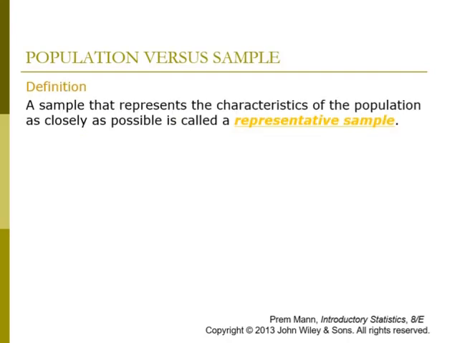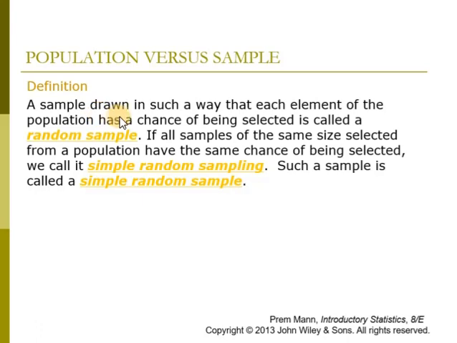A sample that represents the characteristics of the population as closely as possible is called a representative sample. A sample drawn in such a way that each element of the population has a chance of being selected is called a random sample. In the class of 30 students, if everybody has a chance to be selected in the survey, that becomes a random sample. So we do the survey randomly. It is also known as simple random sampling or a simple random sample.